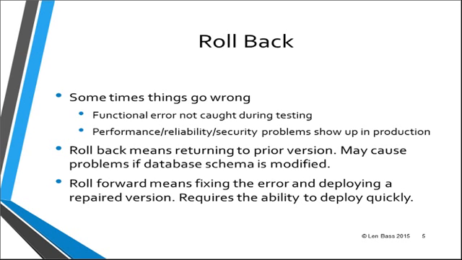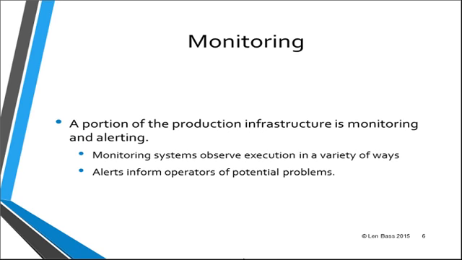Sometimes things go bad after you've gone into production. There may be a functional error not caught during testing. There may be a performance or reliability or security problem that shows up. And you have two options. You can roll back, which means returning to a prior version. And this may cause problems if the database schema is modified. Or you could roll forward, which means fixing the error and deploying a new version. This requires the ability to deploy quickly. And again, when we talk about deployment in more depth, we'll get into these techniques in more detail.